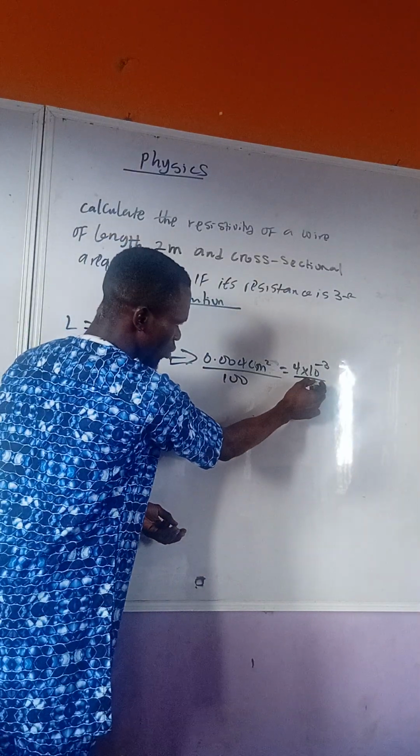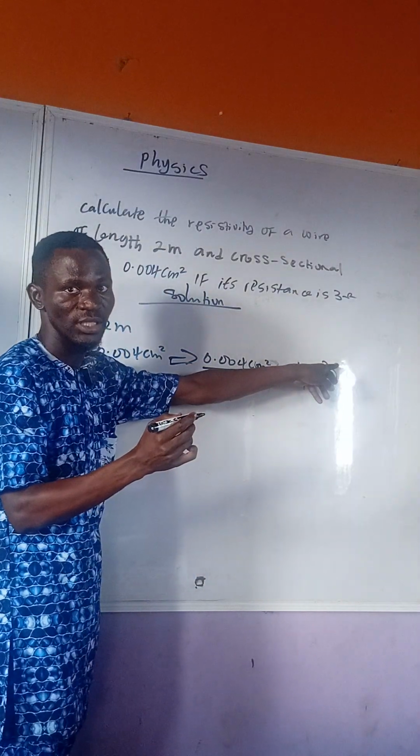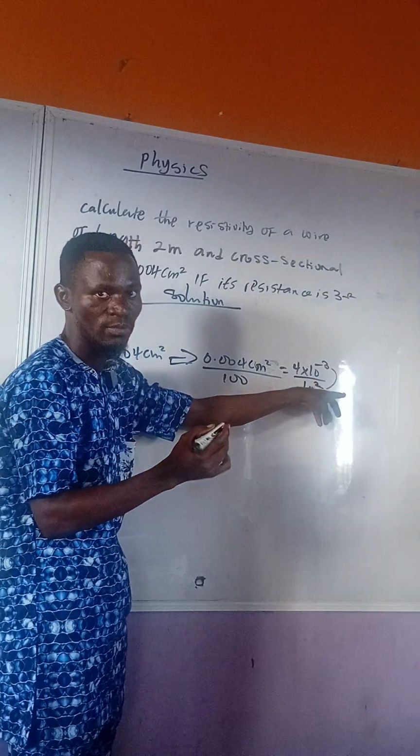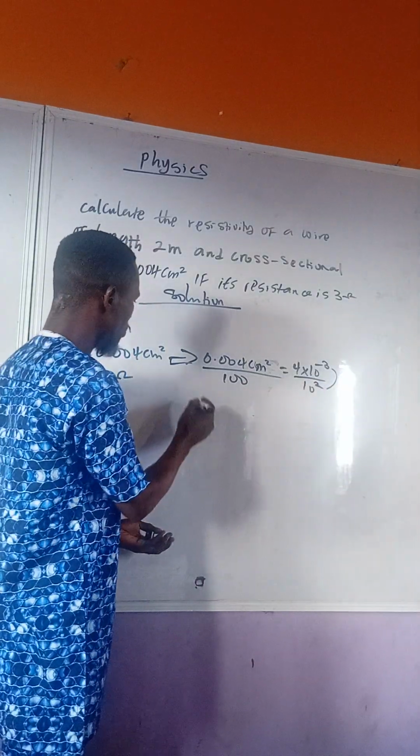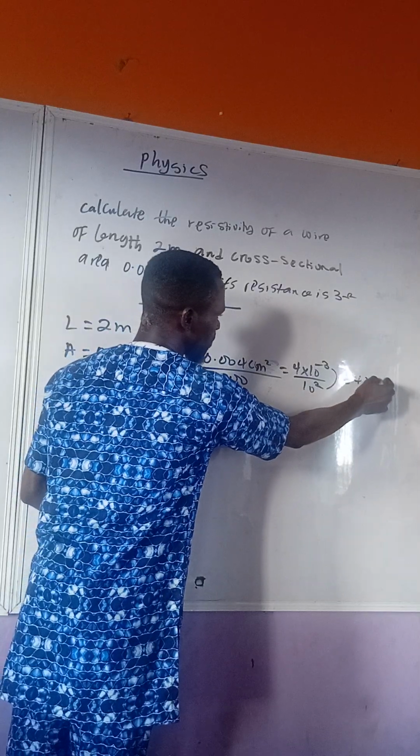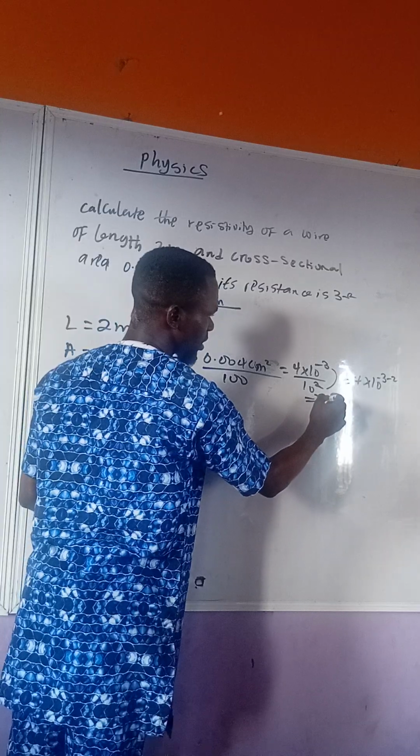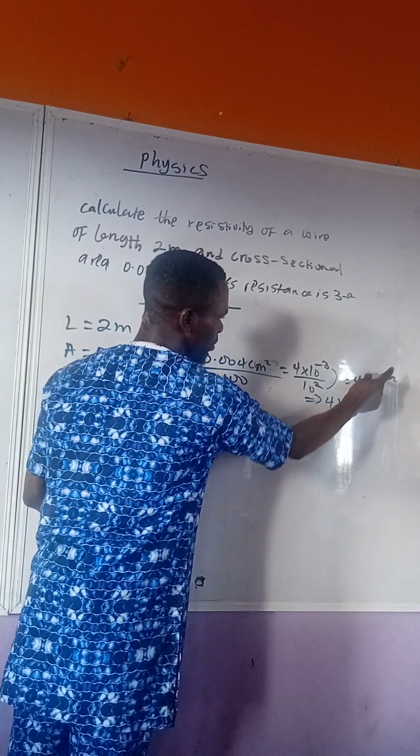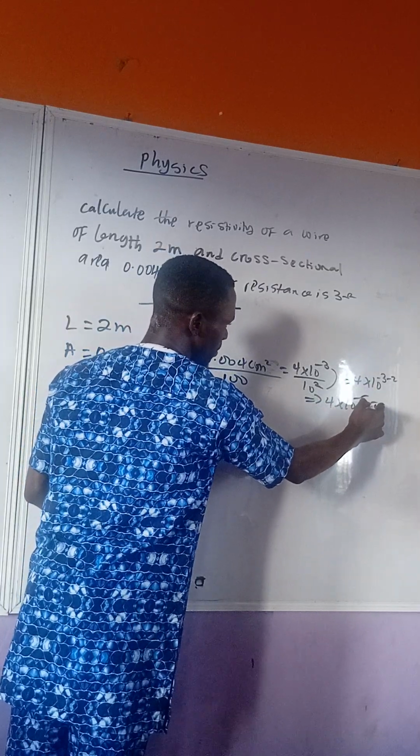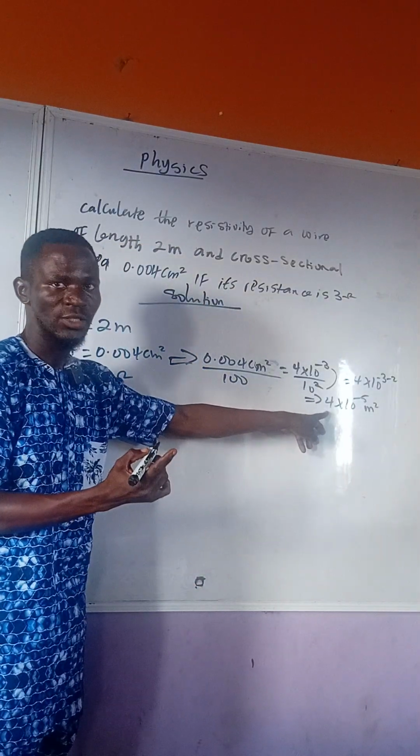When the 2 is going up, it changes to minus, right? Because it's crossing over. So now we're going to have the final one as 4 times 10 to the power of minus 3, then minus 2. We should have everything as 4 times 10 to the power of minus 5 meter square. So now we've converted to meter square, right?